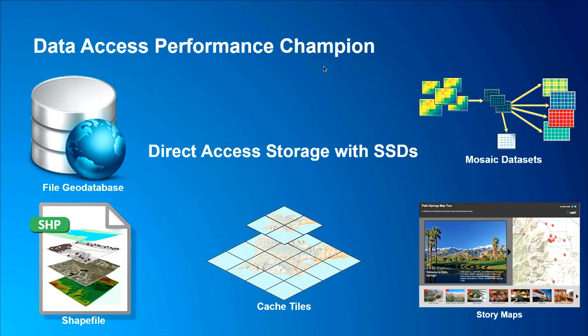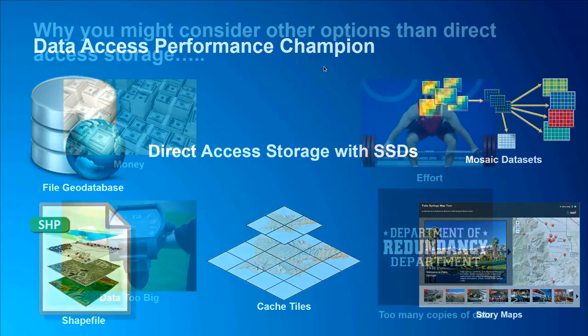So that is going to be direct access storage. Like I said, low latency. There's a short wire between your CPU and your hard drive. Solid state drives, we haven't talked about those yet, but those do really well with low latency reads. And this applies to pretty much all the GIS data you can think of, whether it's a file geodatabase, a shapefile, the tiles that you cached from your map service or mosaic dataset, even with Portal, your story maps. All this content is going to be short, small, random access reads.